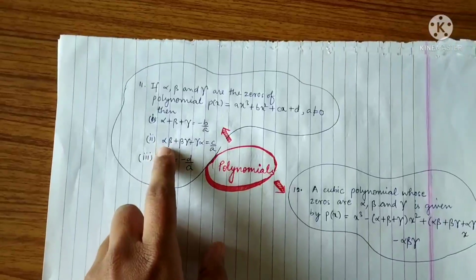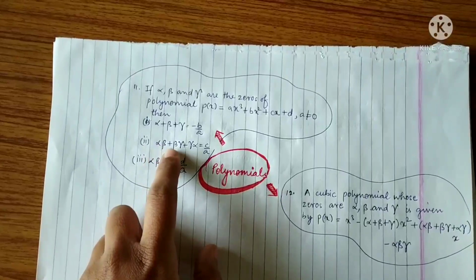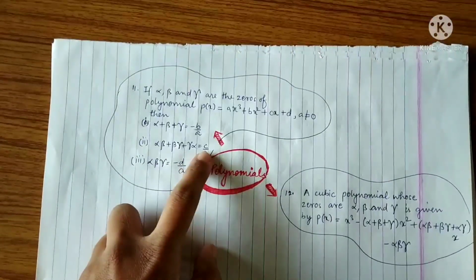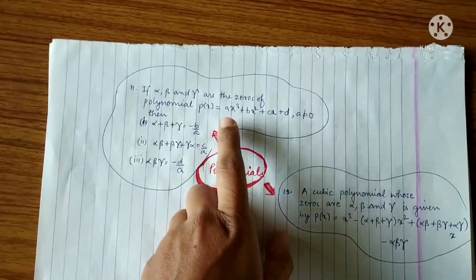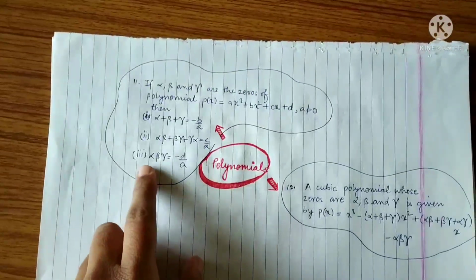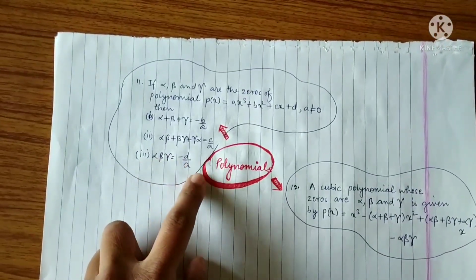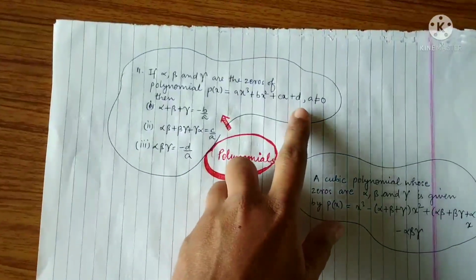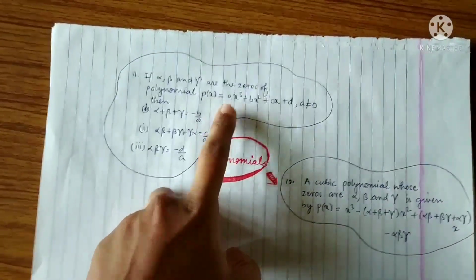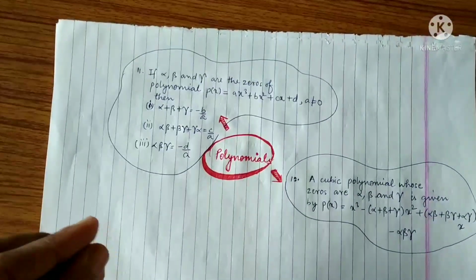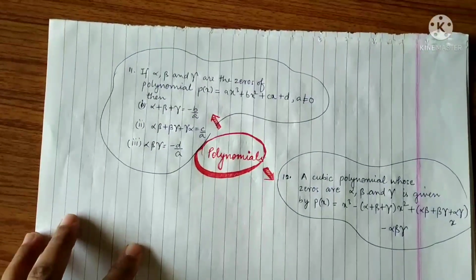In the same way, the sum of products of zeros taken two at a time, alpha beta plus beta gamma plus gamma alpha, will be equal to c by a, where c is the coefficient of x in the given polynomial and a is the coefficient of x cube. Similarly, the product of three zeros alpha, beta and gamma of a cubic polynomial is equal to minus d by a, where d is the constant term and a is the coefficient of x cube in the given polynomial. This is the relationship between the zeros of a cubic polynomial and the coefficients of various terms in a cubic polynomial.